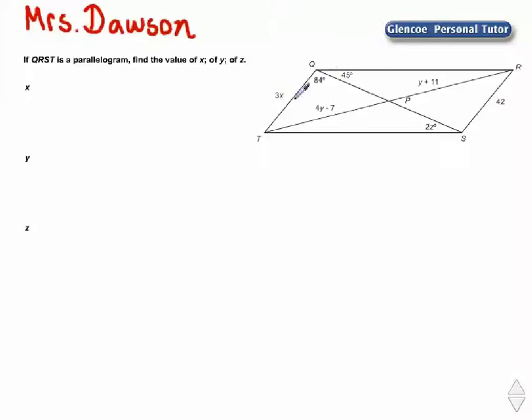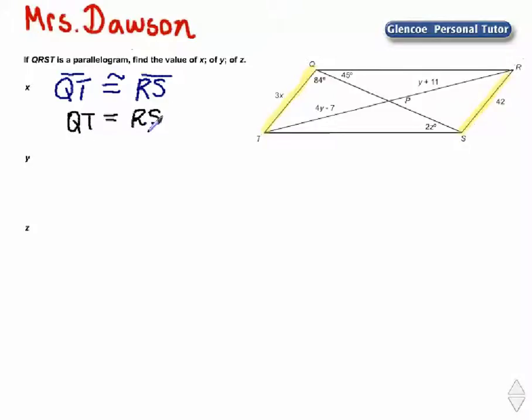QRST is a parallelogram, which means we know that segment QT is congruent to segment RS. QT is congruent to segment RS because opposite sides of parallelograms are congruent. Since the segments are congruent, their measures are equal.